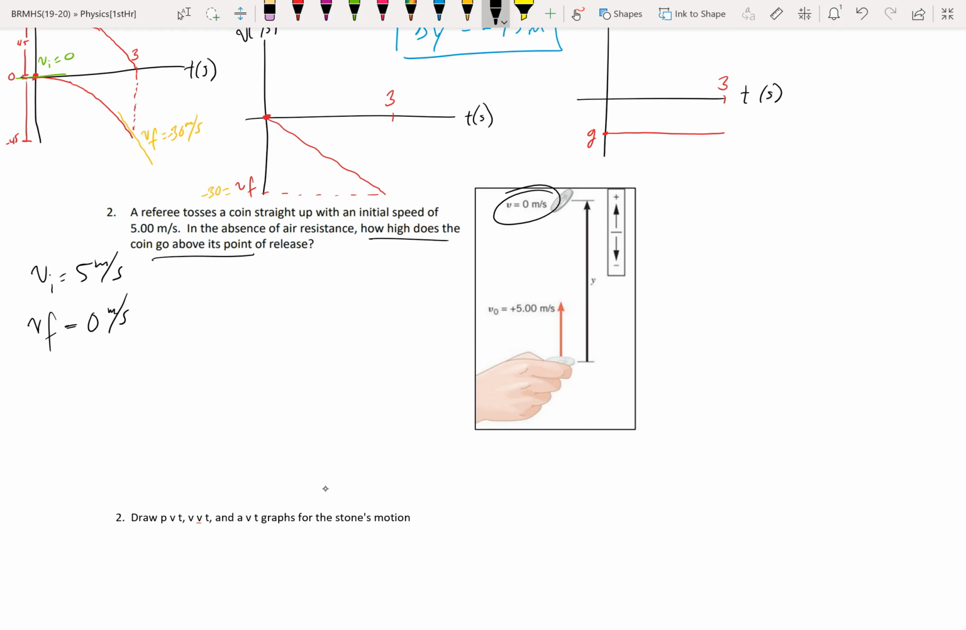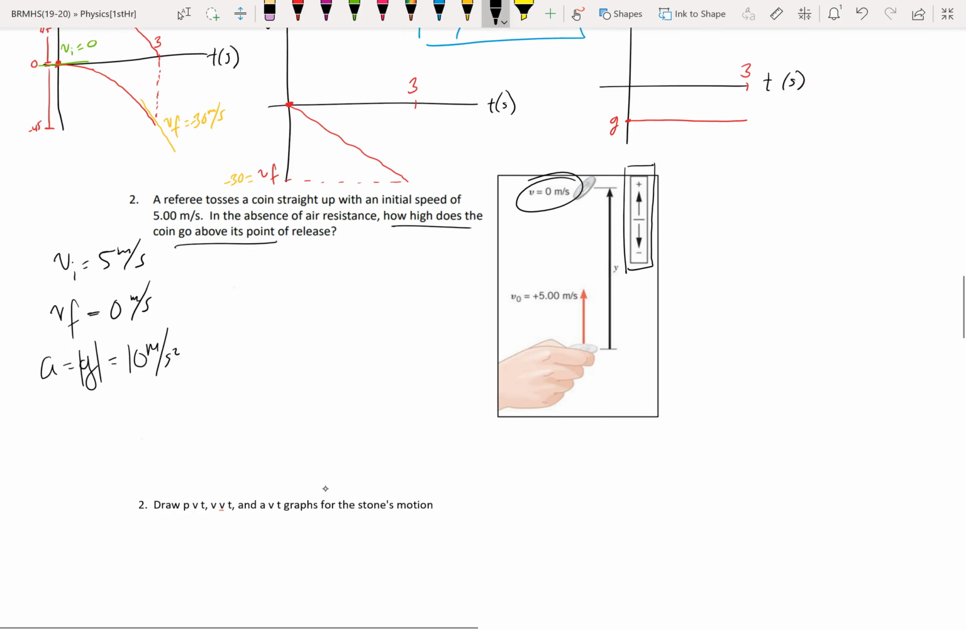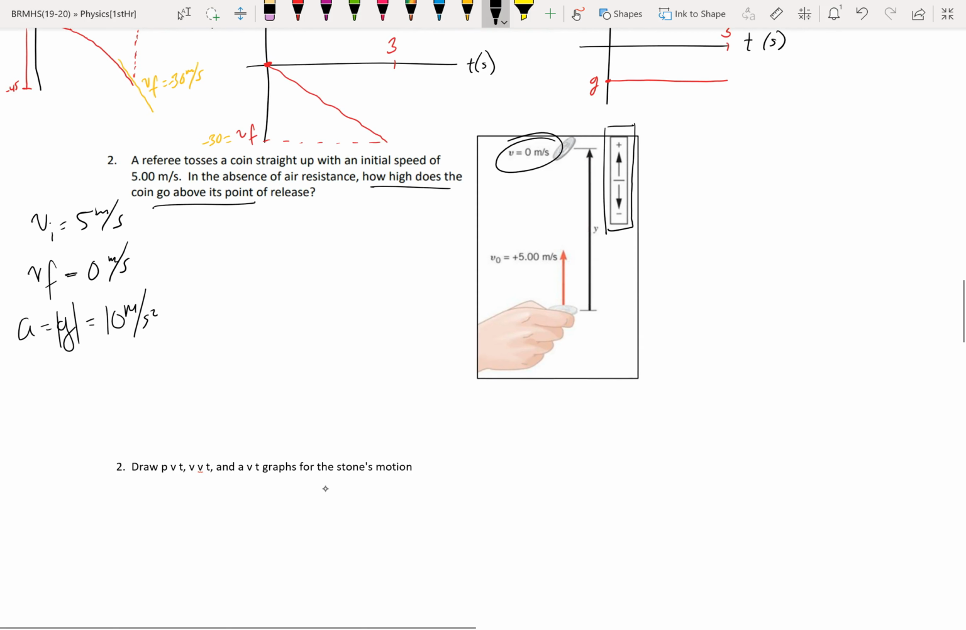And then, well, I mean, it's given in the picture, but what else? Acceleration we know is little g. I'm just going to say the magnitude I know is 10 meters per second squared. I'll decide on my pluses and minuses later. I will do what the picture says to use, which is to say call up positive, which means my g will be negative.